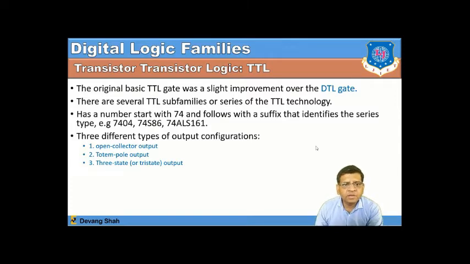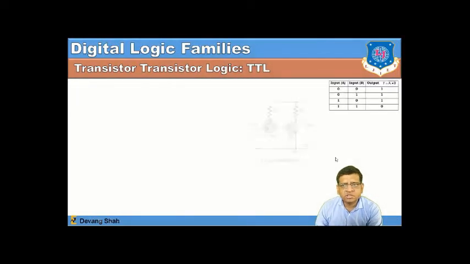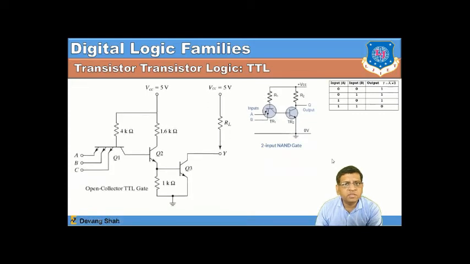So there are several TTL subfamilies of series TTL technologies available. They have a number starting with 74, right? So we have the 74 series of ICs like 7404, 74S86 and so on. There are 3 types of TTL configuration: open collector, totem pole output, and 3-state tri-state outputs. We are not going much into that, we'll just check the kind of TTL circuitry where you see that the resistor is gone, diodes are gone, but at the input side the transistor itself is connected.